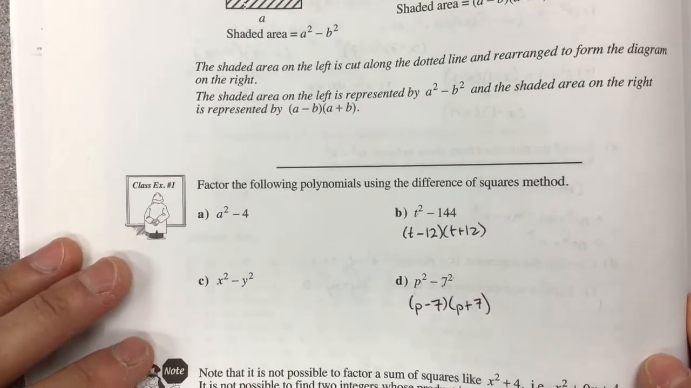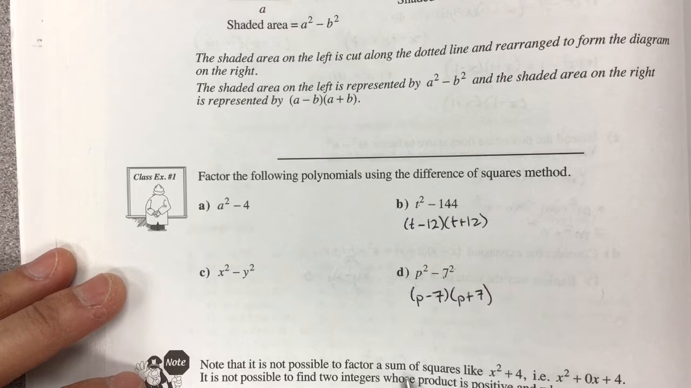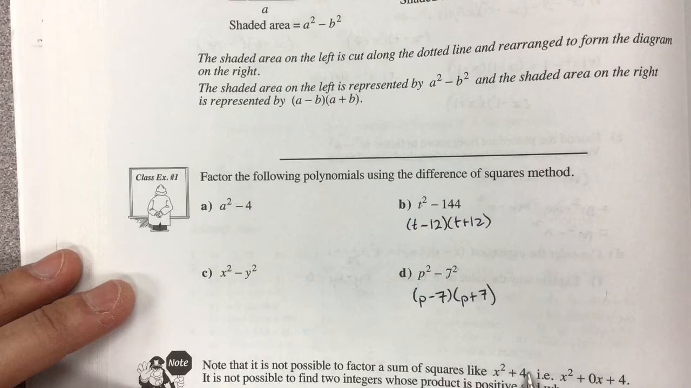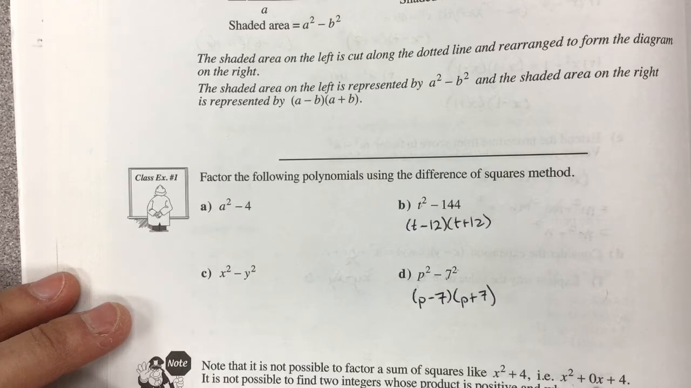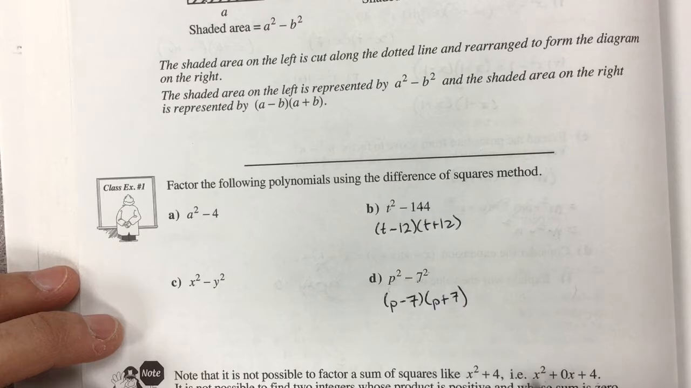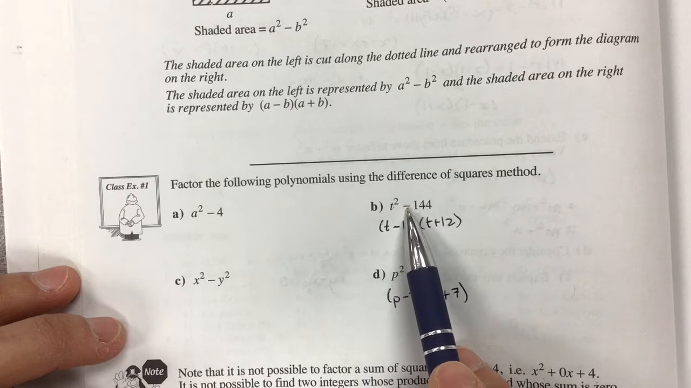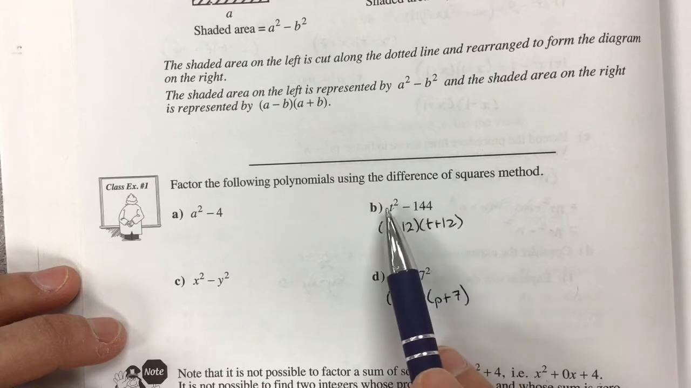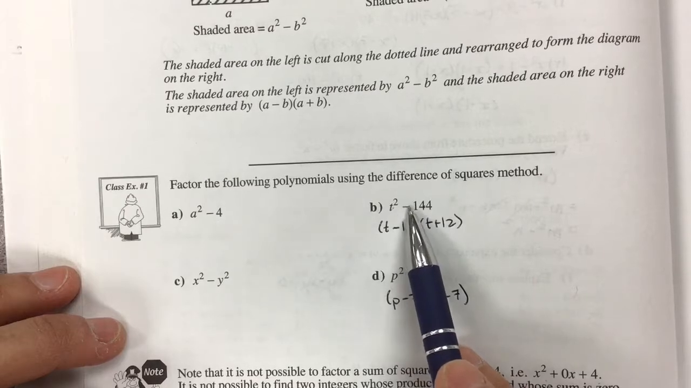One important thing to note with the difference of squares is that it's not possible to factor a sum that almost looks like a difference of squares. So x squared plus 4 and x squared plus 0x plus 4. These are not factorable. The difference of squares, notice how we have a subtraction sign. That's also referred to as the difference of two squares. So this is a square number, this is a square number, and there's a difference between them.